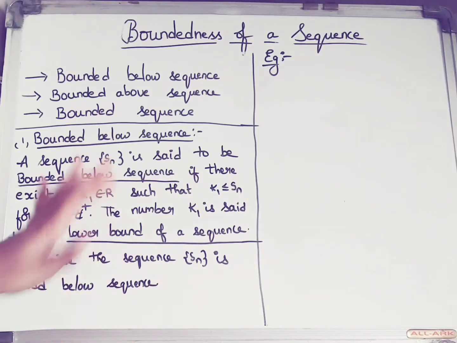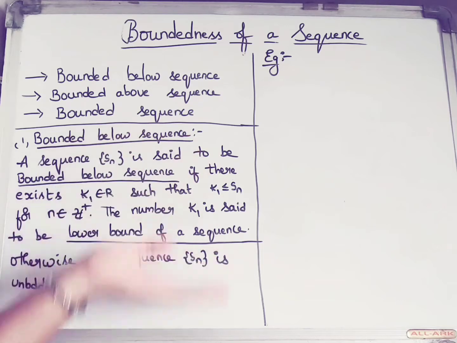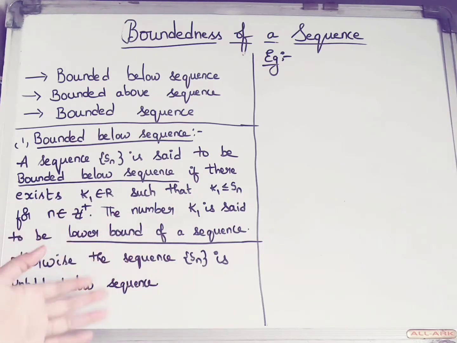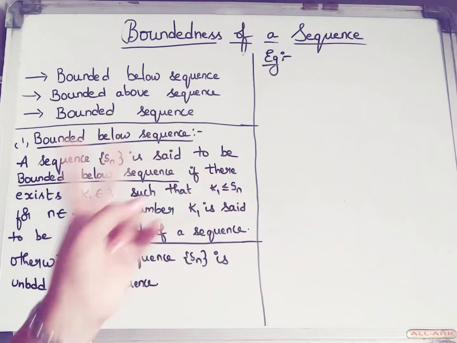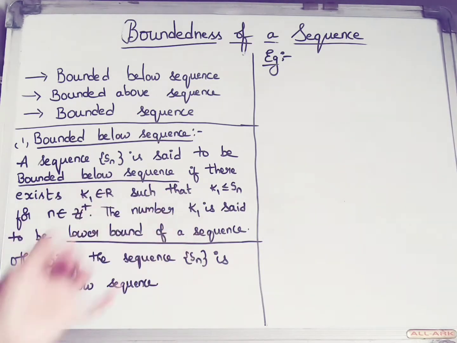If it satisfies this condition, then we say bounded below sequence and the number is said to be lower bound. If it does not satisfy this condition, then we say that the sequence is unbounded below sequence.